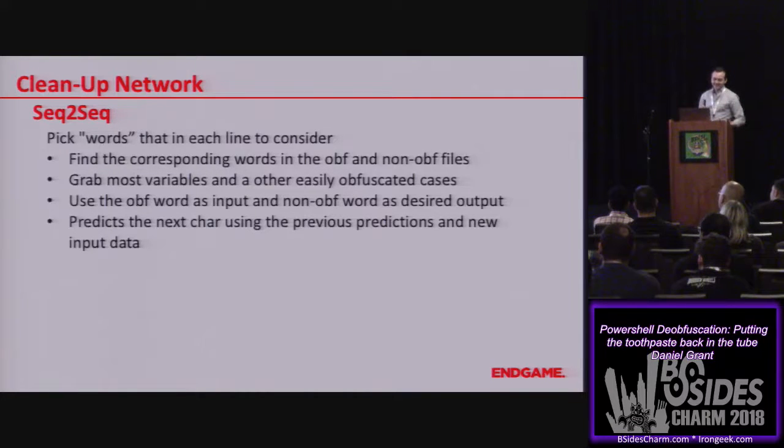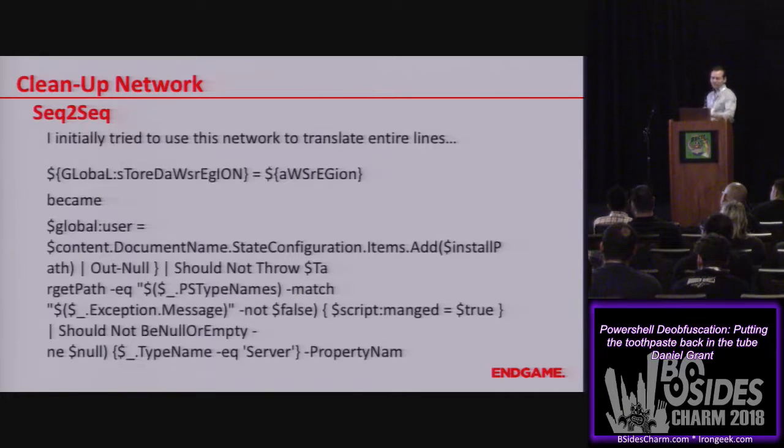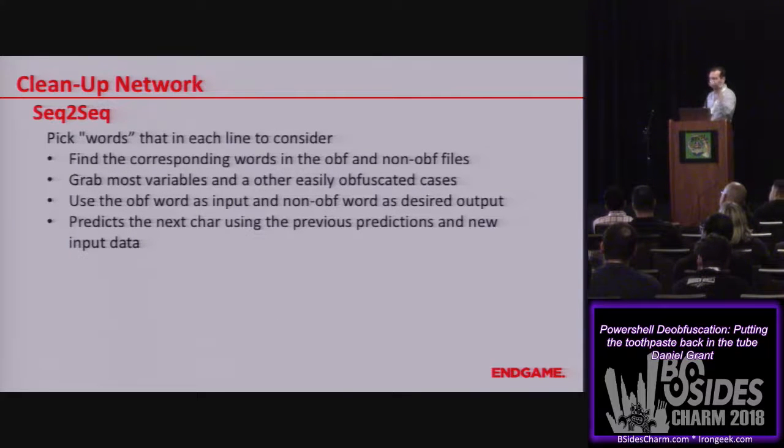So I decided to downgrade the scope a little bit, and pick words in each line to consider. We're trying to find the corresponding word in an obfuscated and non-obfuscated file. So like, if before we just looked at store AWS region as a word, or just AWS region as a word, and then try to match that messed up version to the original version that's not messed up. The method I'm using grabs most of the variables and other obfuscated stuff, and so you use the obfuscated word as the input and the non-obfuscated word as the desired output during training. And so it predicts character by character to get the new output data.